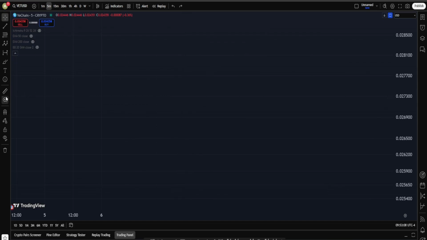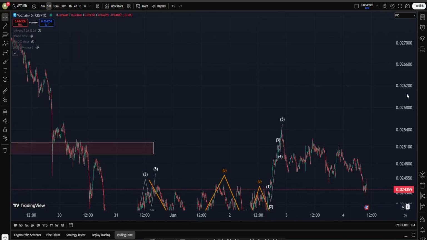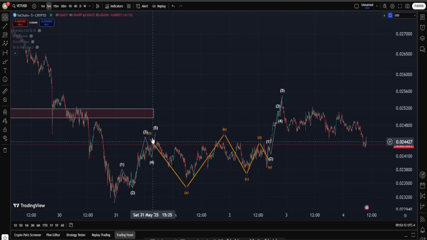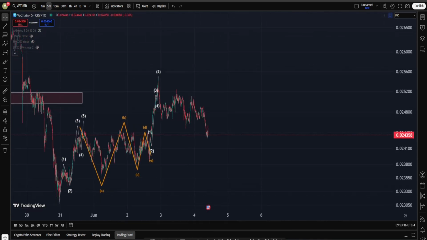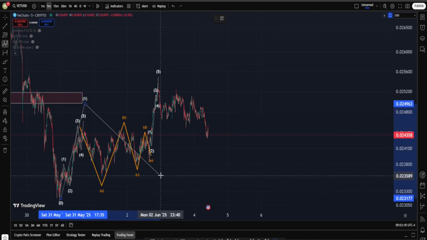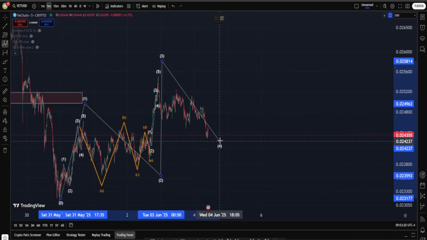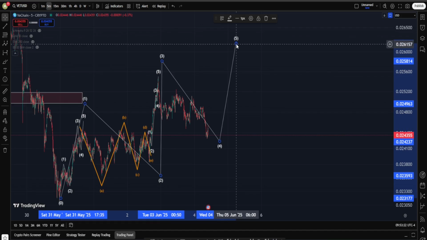Because earlier we said there's a good chance that in VECHAIN in the short term we are having an ABCDE in here, and based on that, are you going to say that this is 1, correction for 2, another move up into wave 3, correction for 4, and yet another move on the upside into wave 5? Because I don't really believe, based on what we said earlier, you are allowed to argue that.